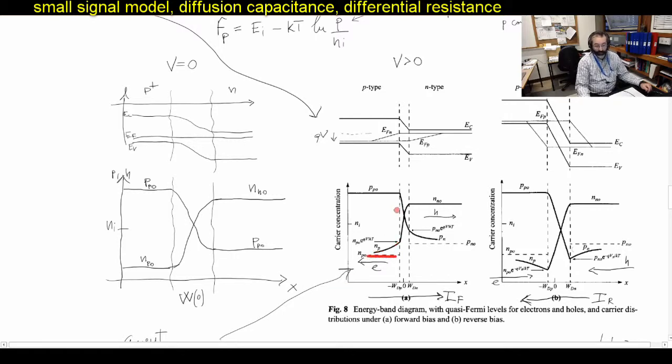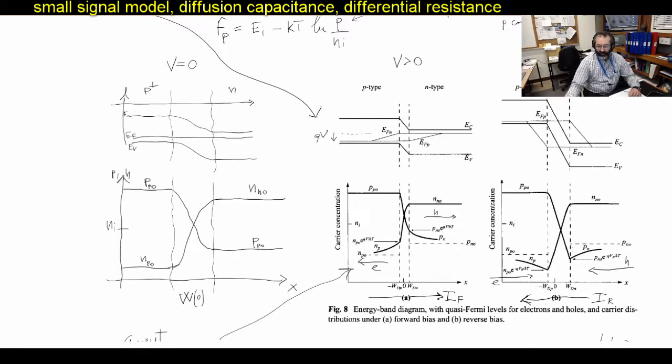Actually, this can be huge, because in this low injection assumption we are making, the only restriction is that the minority carrier density should not exceed the value of the majority carrier density. So the majority carrier densities are these and these, and that is the upper limit for the minority carrier densities. So this minority carrier density could be hugely different from the thermodynamic equilibrium value. And this is actually the key to understand the diffusion capacitance.